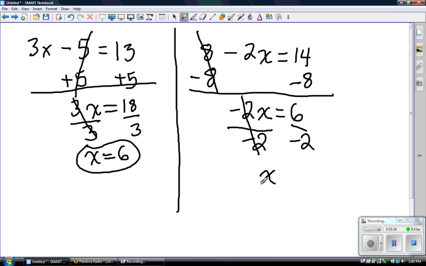Instead of having a positive number now, since we have a positive divided by a negative, and the signs are different, we're going to wind up with a negative answer. So 6 divided by 2 would normally be 3, but since one of them is negative, our final answer is going to wind up being negative 3. So x equals negative 3.